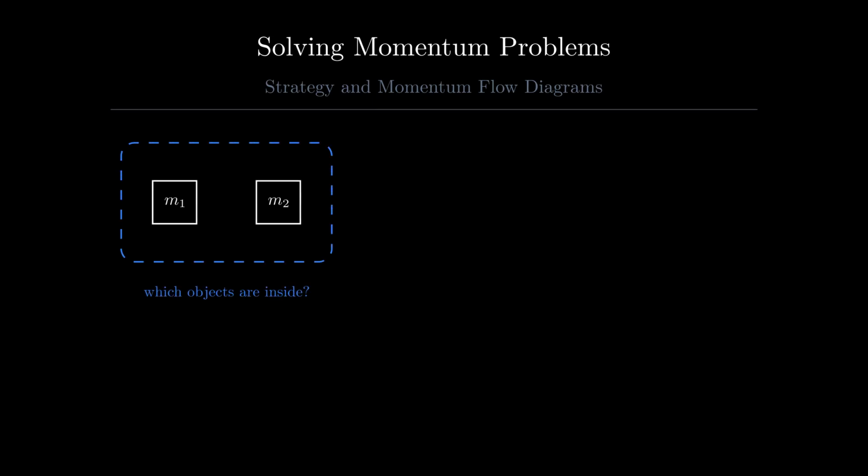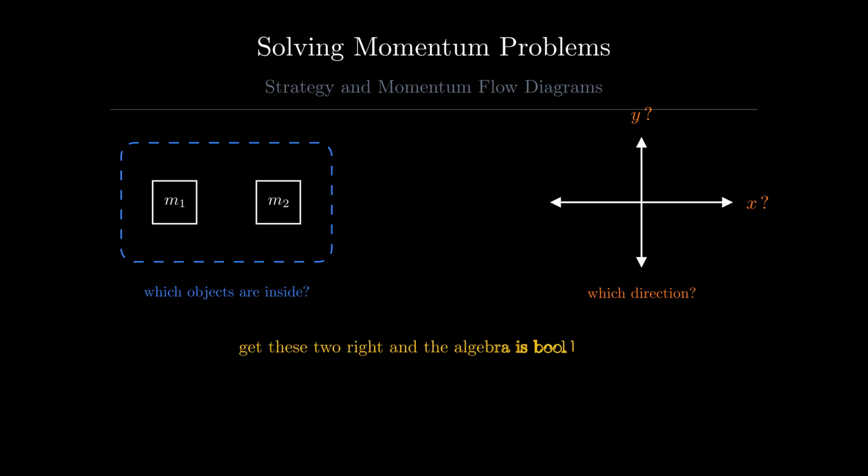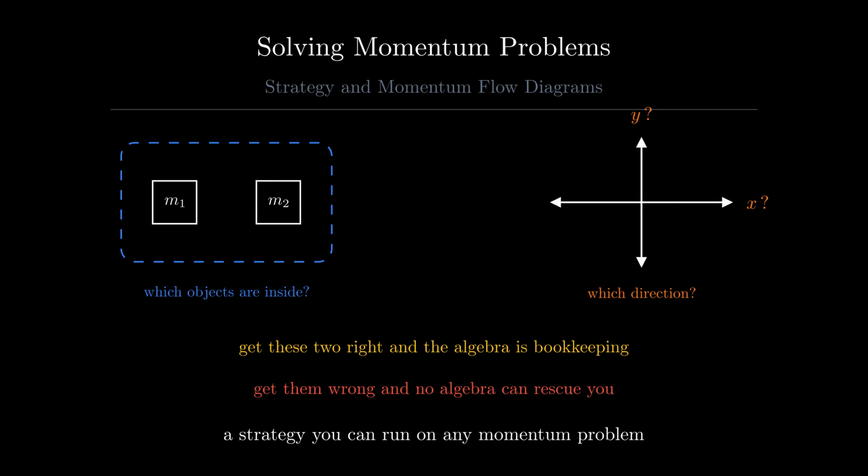Most momentum problems are won or lost before a single equation gets written. Two decisions do the work: what you put inside the system and which direction you're asking about. Get those right and the algebra is bookkeeping. Get them wrong and no amount of algebra will rescue you. So here is the method, laid out as a strategy you can run on any problem in this chapter.